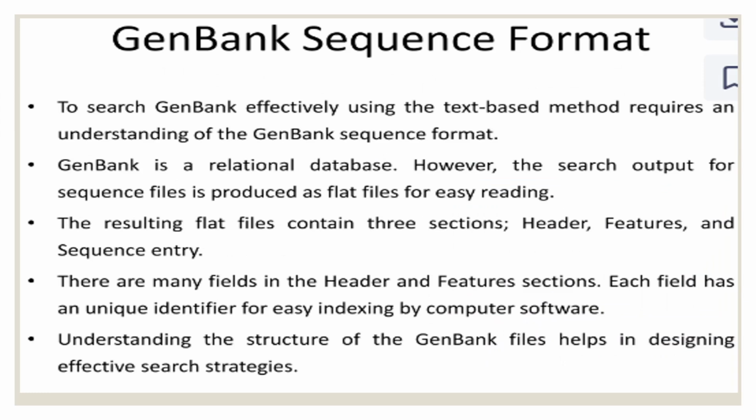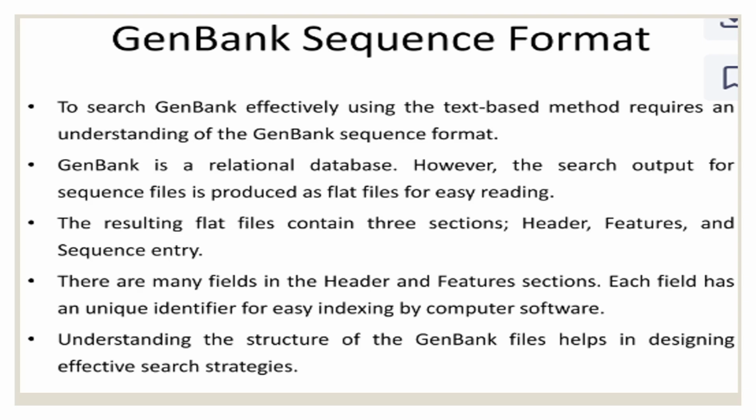So, GenBank sequence formats. When we get our output from the GenBank databases, it is categorized into three parts. The first is the header, the second is features, and the third is the sequence. The header defines the description of the gene, the organism, the species, and the taxonomy. It means the header contains all the information about the gene, like organism, sequences, species, authors' names, and PubMed links.